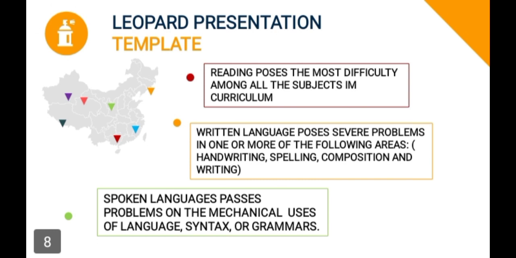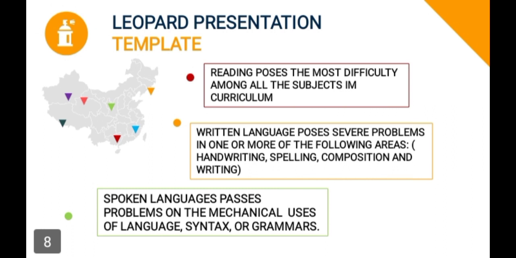Number 1. Reading poses the most difficulty among all the subjects in the curriculum. It may be recalled that the facets of communication are listening, speaking, reading, and writing. Thus, reading problems are ushered in by deficiencies in language skills, especially the phonological skills. These skills develop the ability to understand the rules of how various sounds go with certain letters to make up words, called grapheme or phoneme correspondence. The difficulty in breaking words into their component sounds results in difficulties in reading and spelling.